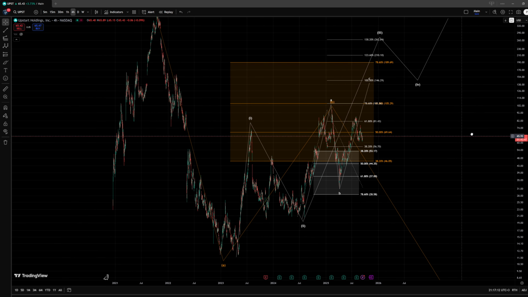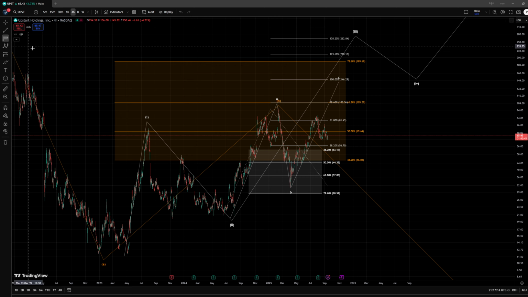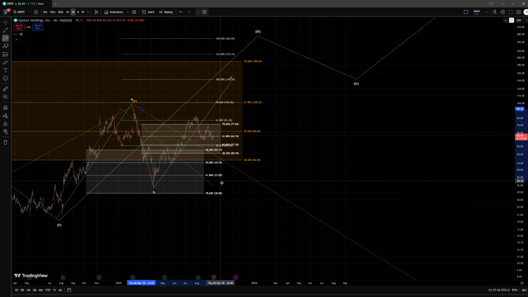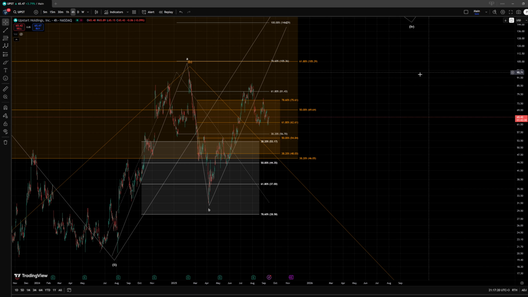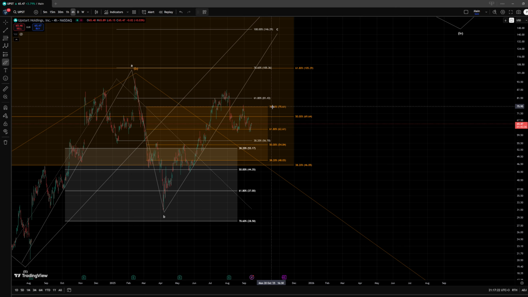So I can even provide you an area of resistance, but in this case I believe we broke above it, and yes, we did break above the 78.6% retracement, so that is a good sign for the uptrend that we managed to break the resistance, although we did push back down.